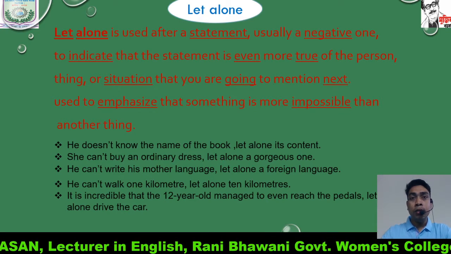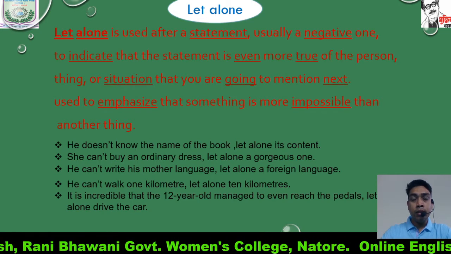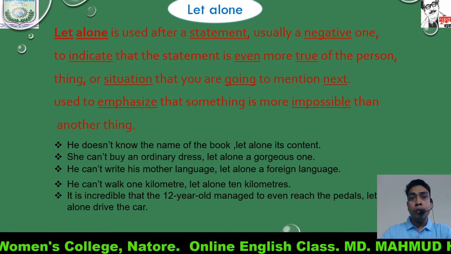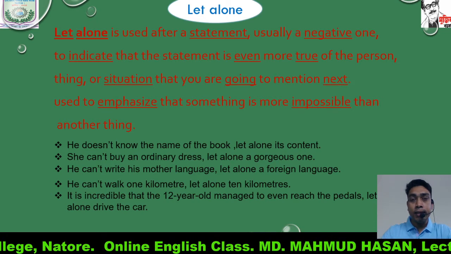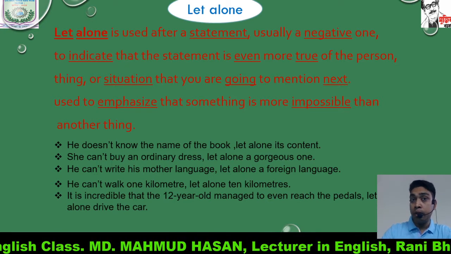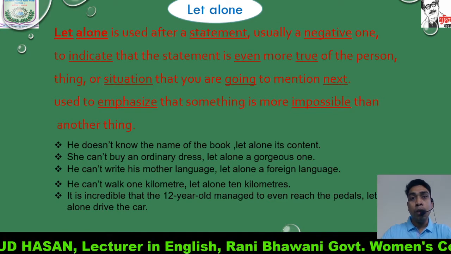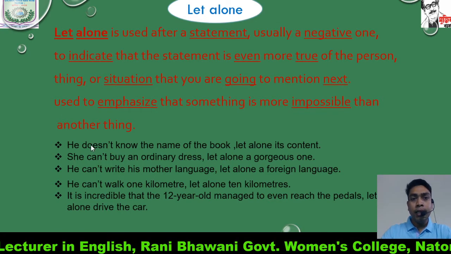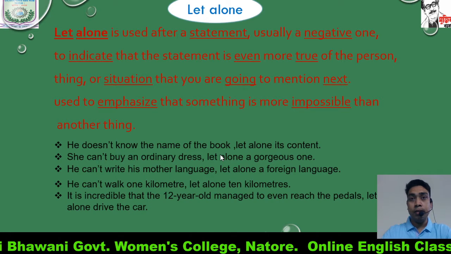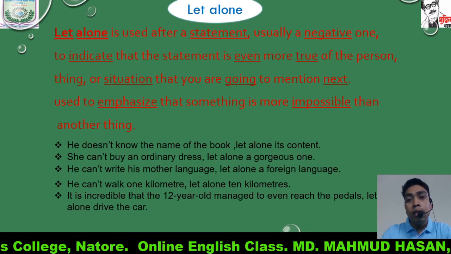So, let alone is undoubtedly a conjunction. It is used in a negative statement, and what is stated next is more impossible, more complex than the previous one. I think the examples stated below will make this clear. He doesn't know the name of the book, let alone its content.